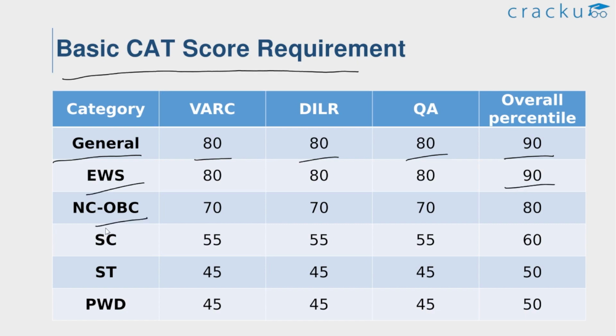For non-creamy layer OBC, the overall percentile is 80. For SC category, the overall percentile is 60. For ST category, the overall percentile is 50. For PWD category, the overall percentile is 50. And please note that these are cutoffs used for preparing the first shortlist. The scores of those called for interviews were higher.